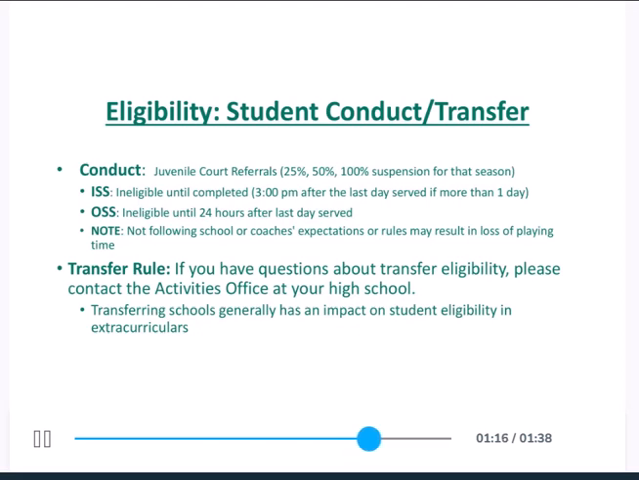Transfer rules. If you have questions about transfer eligibility, please contact the activities office at your high school. As we know, each transfer situation is a little bit different. There are a lot of different rules. You'll want to make sure that you check in with your activities office and your activities director to confirm your eligibility due to transfer. Transferring schools generally has an impact on student eligibility in extracurriculars.